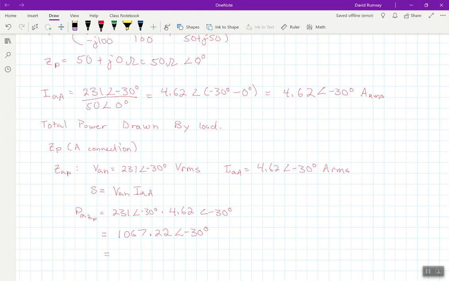I'm sorry, this shouldn't be negative 30, it should be negative 60, because you add these angles. And I made a mistake here. I apologize. I'm making too many mistakes right now. I made a critical error here. Some of you probably caught it.